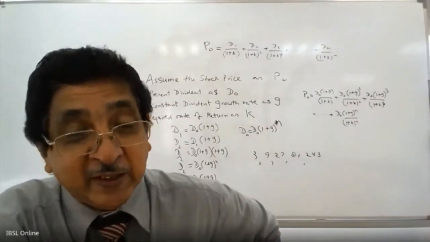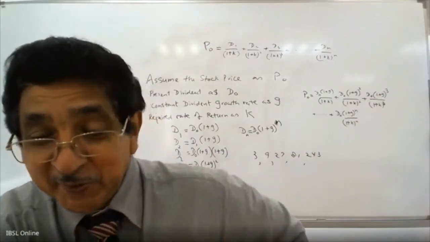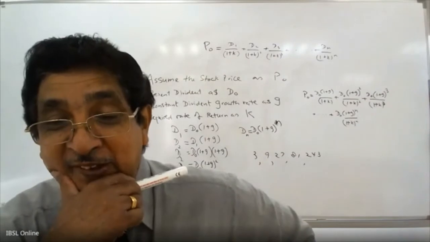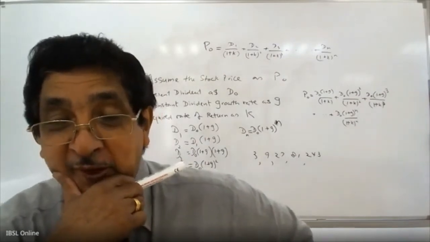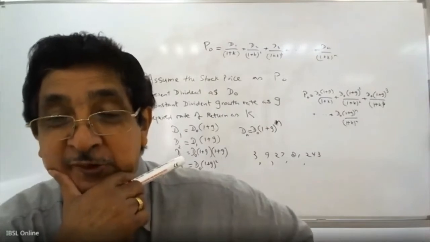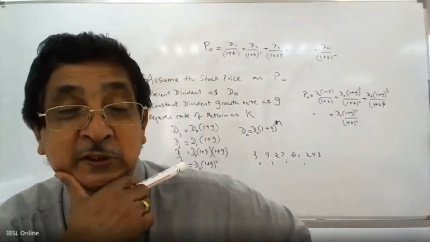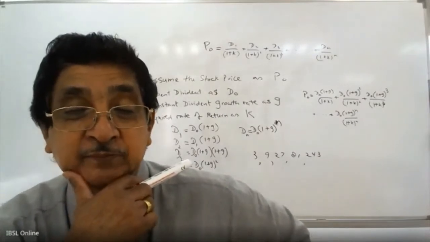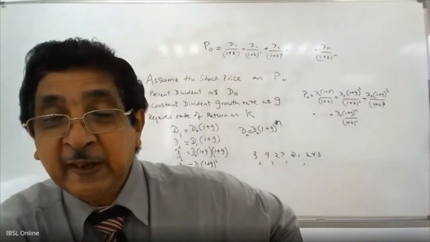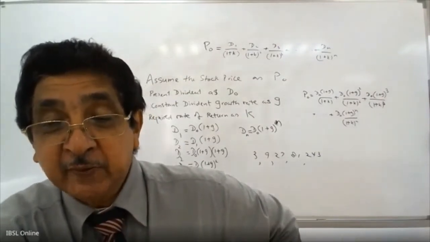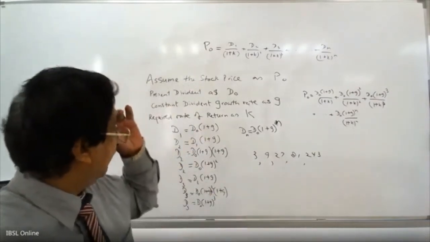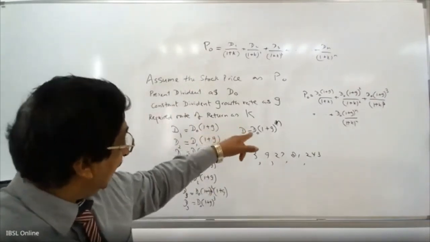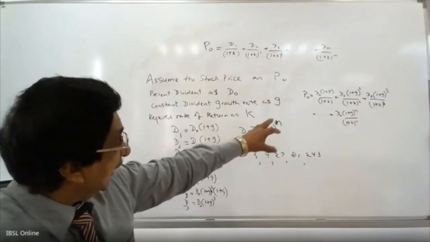And if that is the case, what is the common ratio? Yes, good. 1 plus g divided by 1 plus k. Very good. That is the common ratio. Others can also understand, no? It is 1 plus g divided by 1 plus k. That is the common ratio. Okay. Now I will show you how you deal with that.